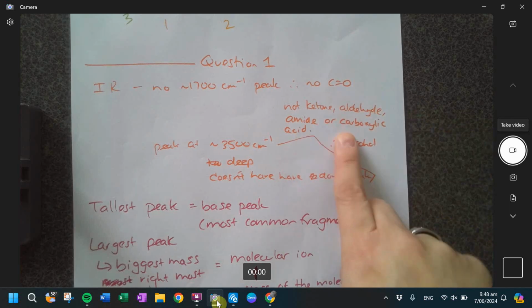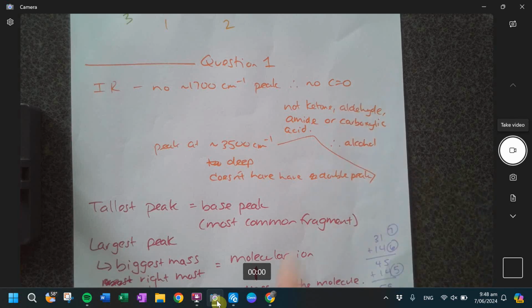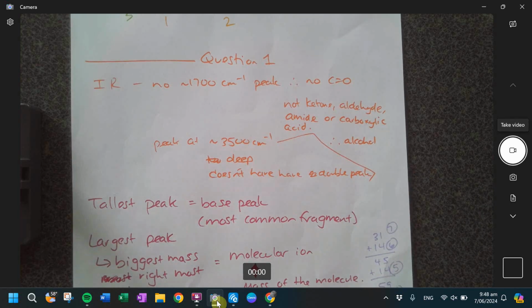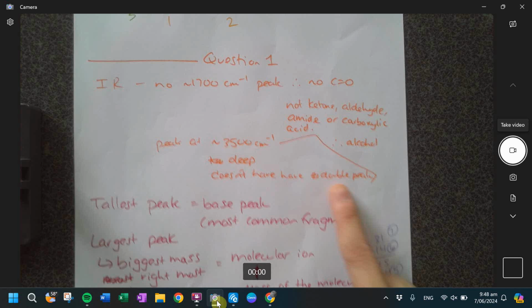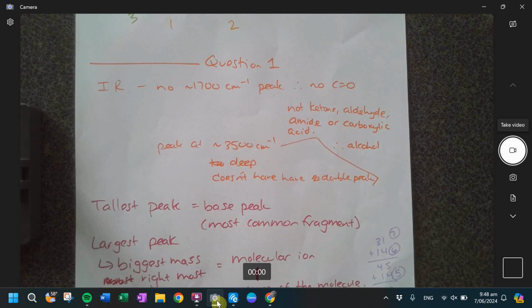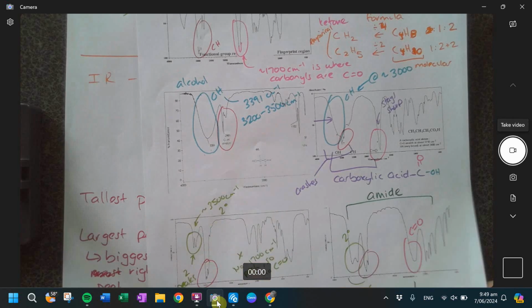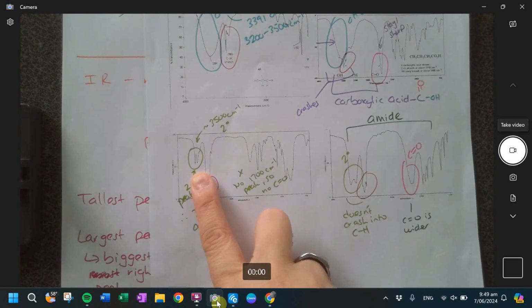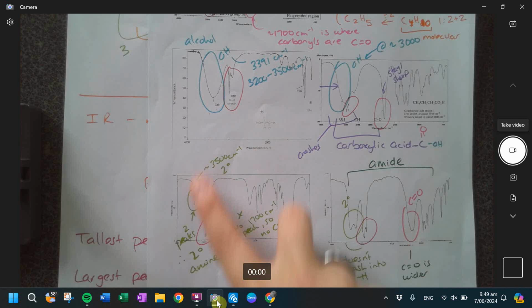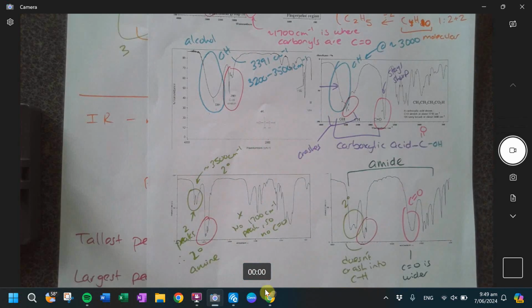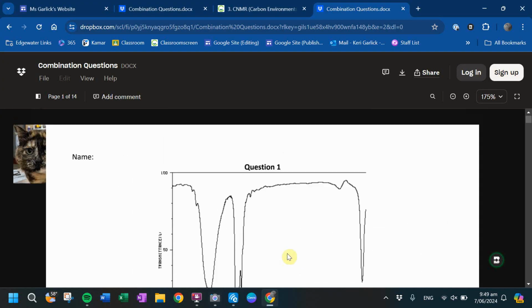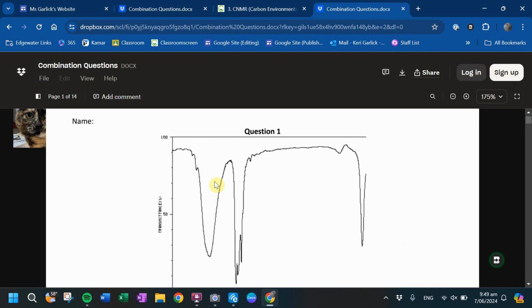I've also ruled out amide and carboxylic acid because there's no carbonyl. I've also ruled out that there's an amine there because it doesn't have that double peak that I'm looking for, and the shape is a lot deeper than what I would expect for an amine. Just a reminder of what we would expect for an amine. So this is what my alcohol looks like. This is what an amine looks like. So we can tell based off of the trough that we're getting which of the two that it is. Are we okay with that?